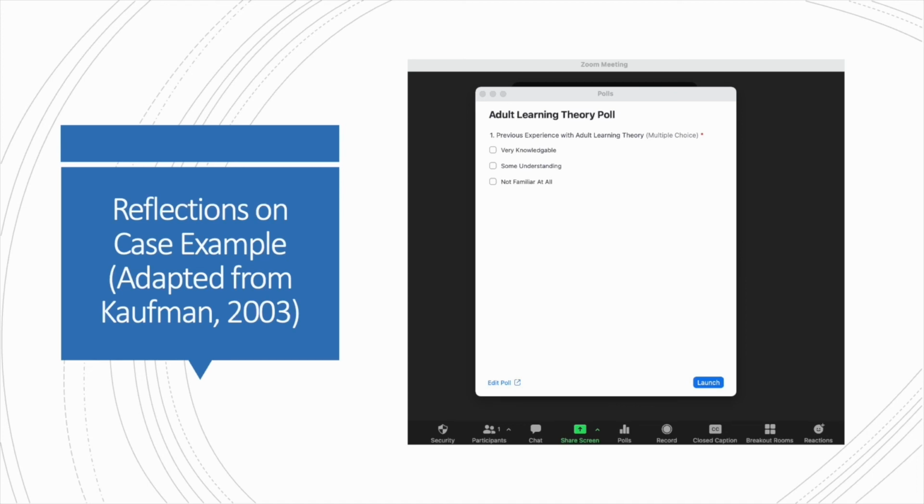These are just a few examples of how an educator may use theory to inform their educational practices. Are there any additional theories or strategies you would incorporate? Take a moment to consider some possible options.